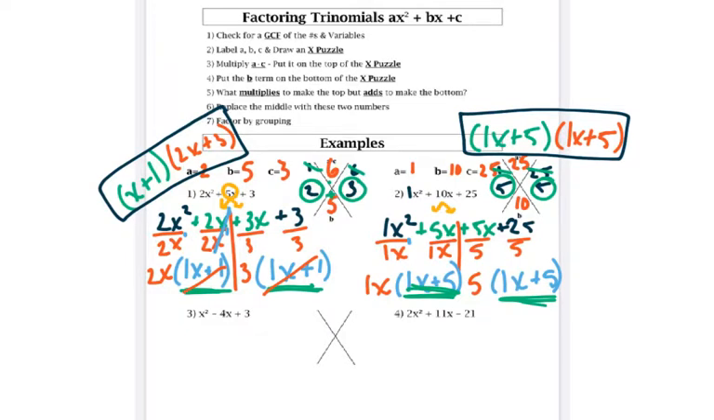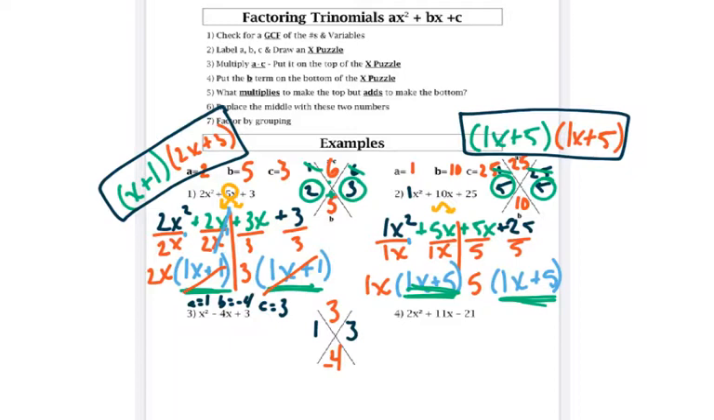Number 3, A is 1. B is negative 4. C is 3. Be careful, make sure your B is that negative because there's a minus there. The top of your X is your A number times your C number. Bottom, B, stands for bottom. Air conditioning blows on the top, your AC. B stands for bottom. Negative 4. I write my factors of 3. 1 times 3 makes 3.